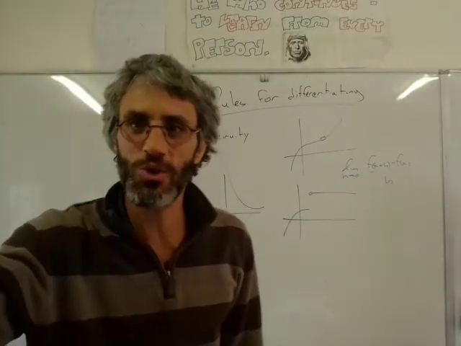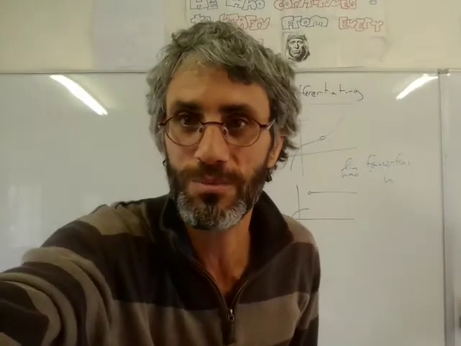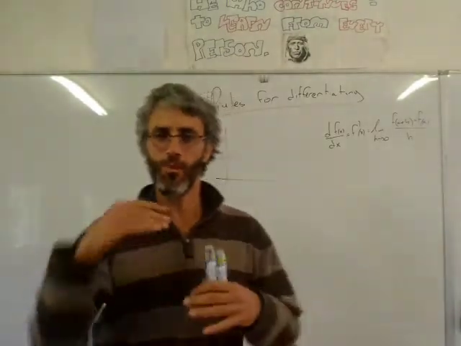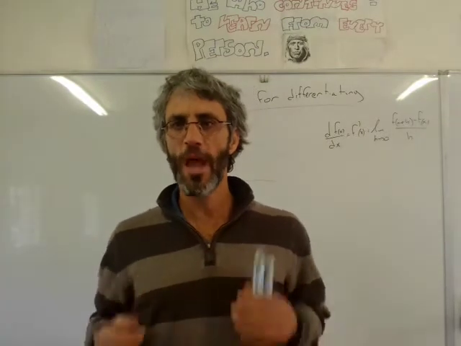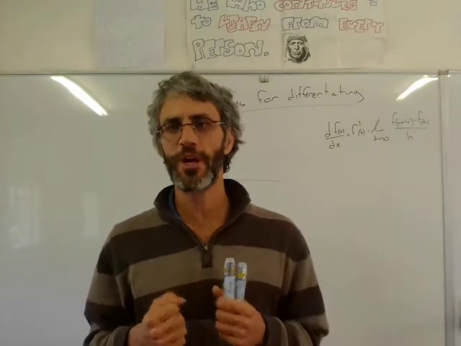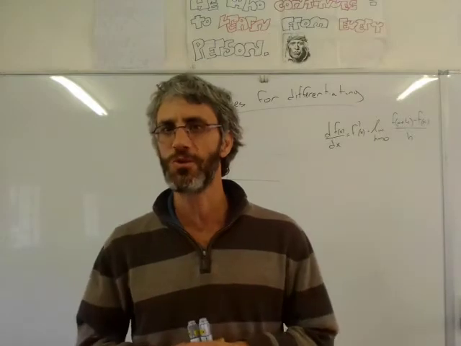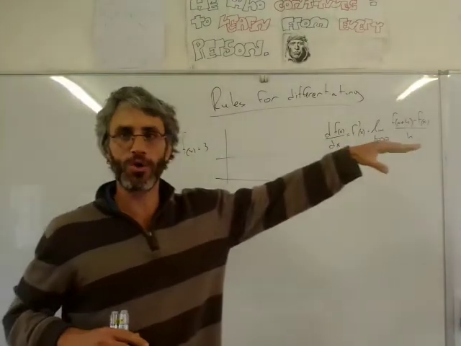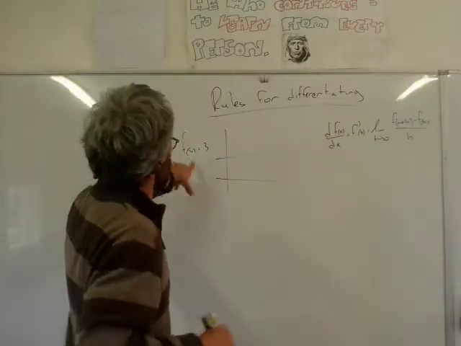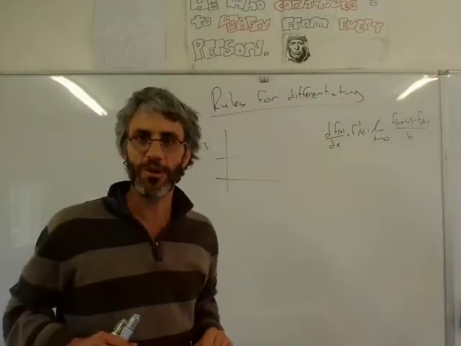Right, let's move on to our first proper rule. We're going to start developing tools that let us come up with the derivative of a function without going through this whole process of the definition. The first one to look at is a horizontal constant, f(x) equals, let's say, 3.